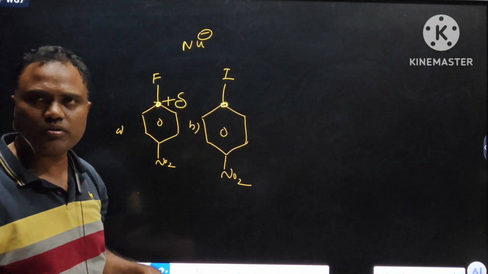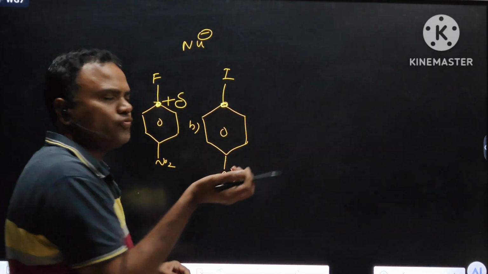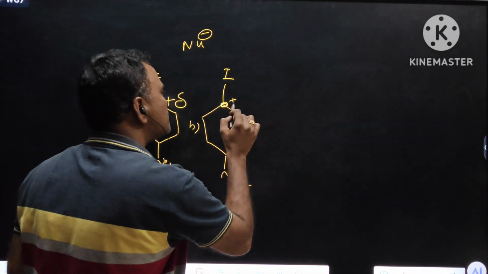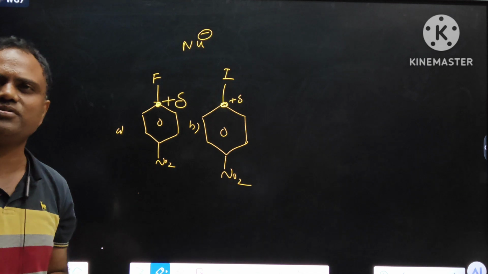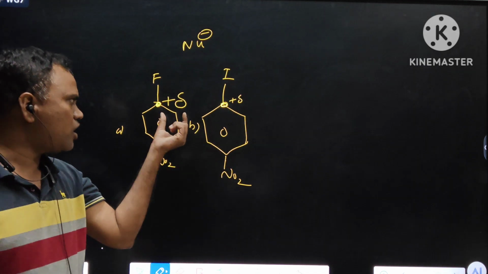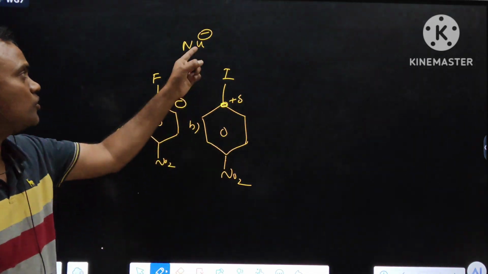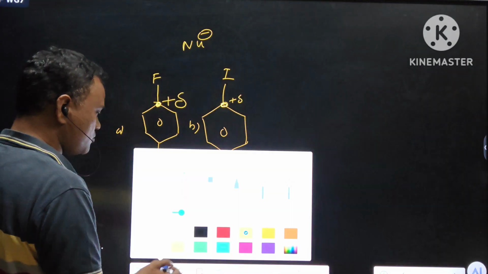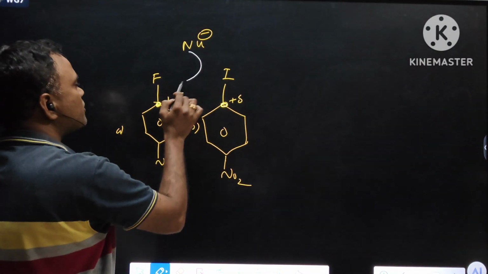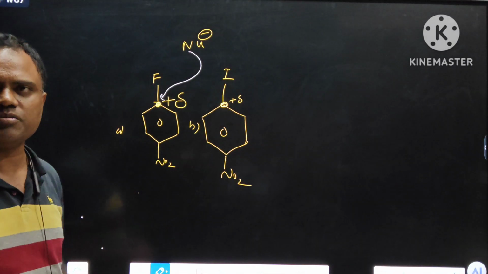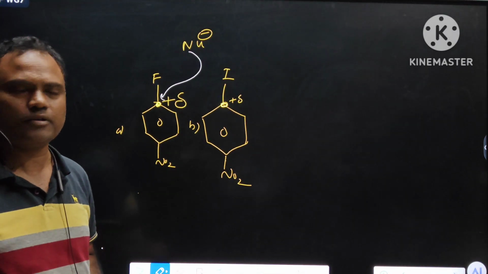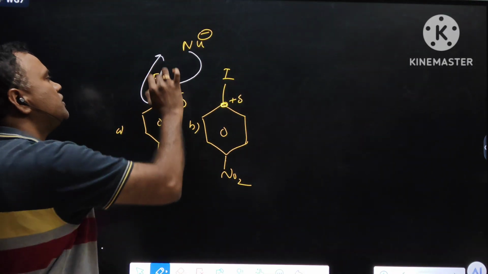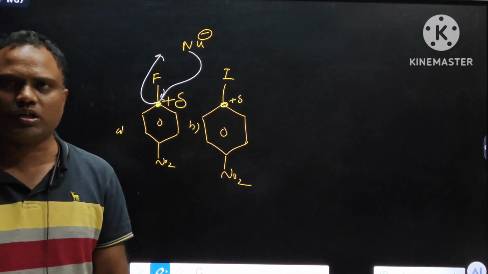Iodine is less electronegative. It takes only a few electrons from this carbon, so it will get a small positive charge. Okay? Large positive and small positive. The nucleophile is negative, so first it preferentially goes to the large positively charged center. Clear? And fluorine leaves easily. That is the reason. Okay?